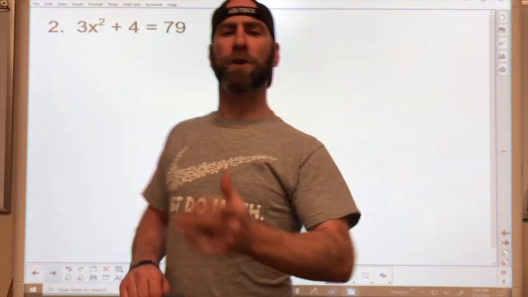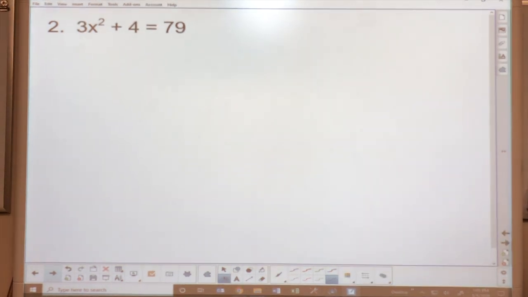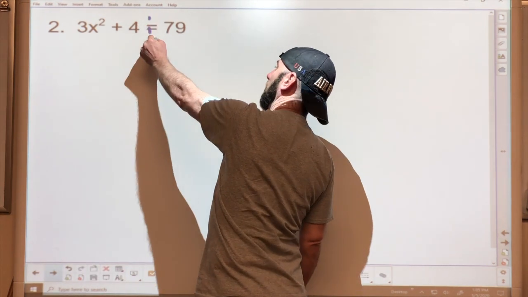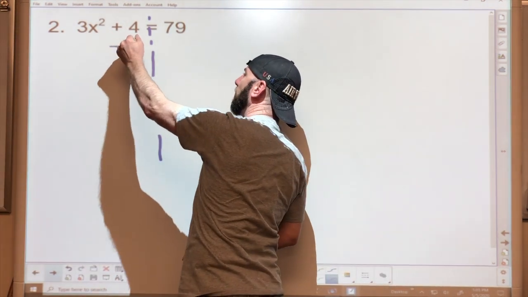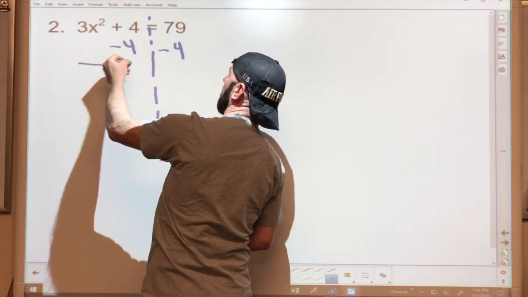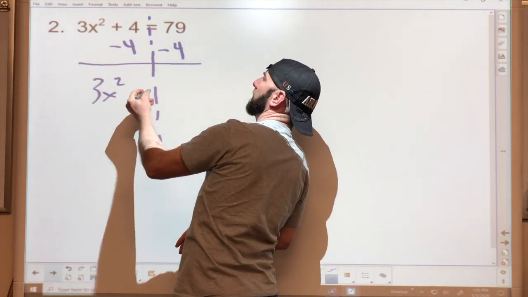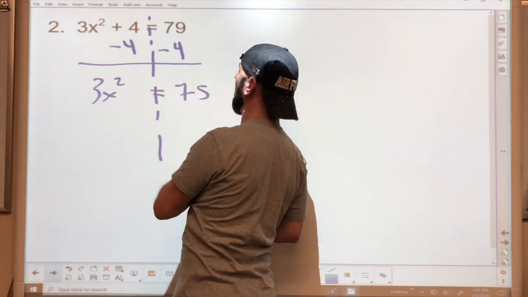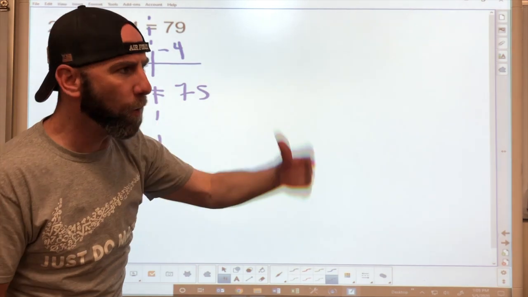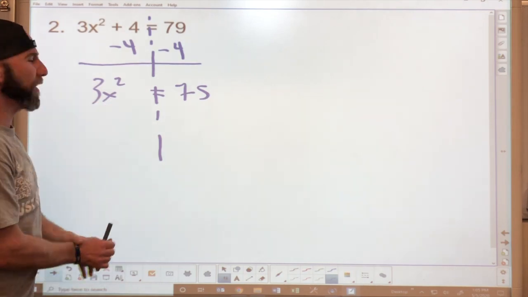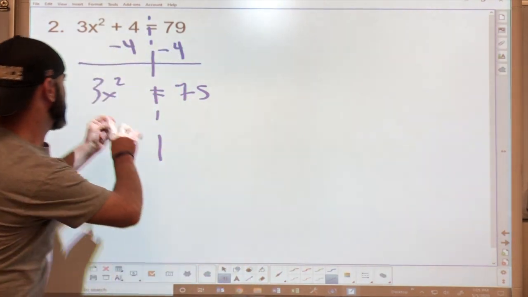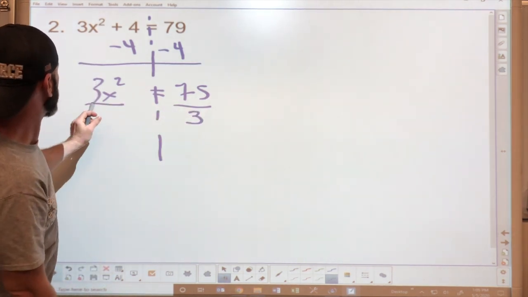Okay, try that one on your own. First step, yep, -4 from both sides. 3x squared comes down. And now, if ever you're stuck, ask yourself the same question. What math do you see? Well, I see multiplication, 3 times x squared. How do you undo multiplication? Division. So we're going to divide both sides by 3.